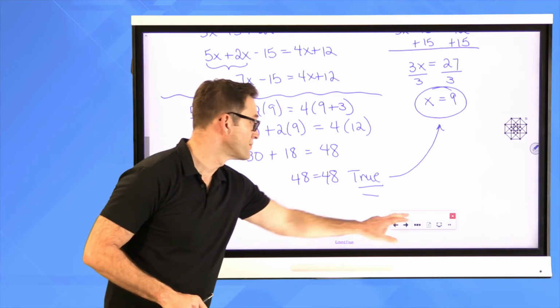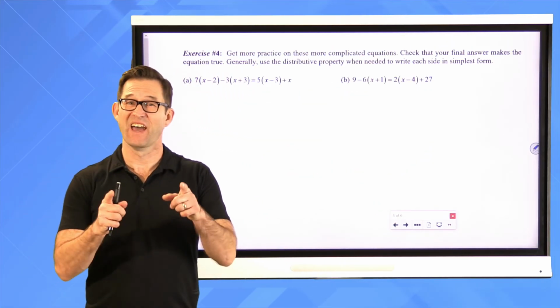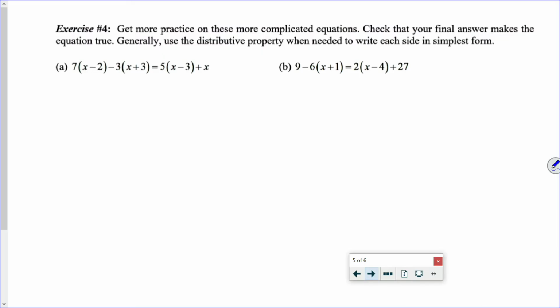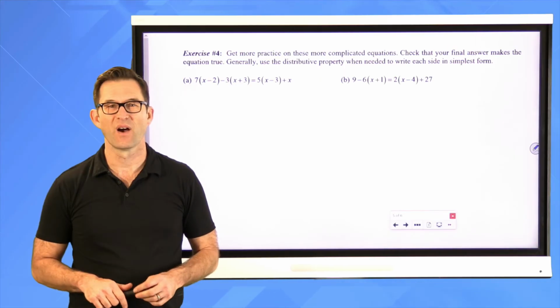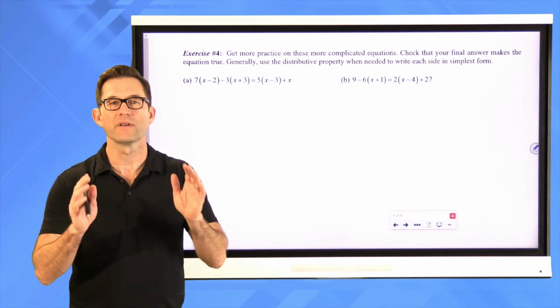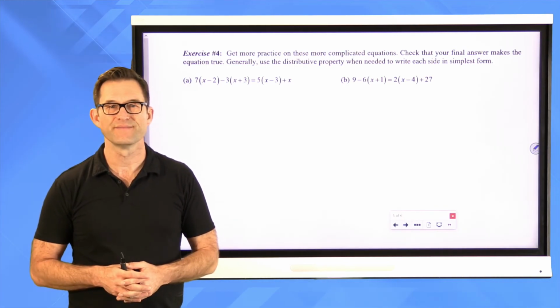All right. So now you got to get a little practice. Let's take a look at exercise number 4. Get some more practice with these more complicated equations. Check that your final answer makes the equation true. Generally, use the distributive property when needed to write each side in simplest form. All right, I'd like you to work on letter A, try to work it all through, get an answer, and then let's take a look.